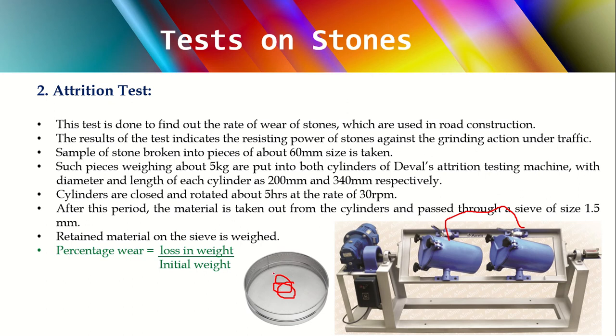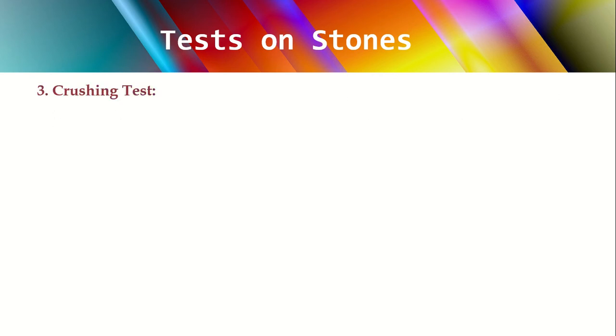Whatever is left over on the sieve, take its weight. Hence percentage wear will be equal to whatever is left over on the sieve divided by the initial weight. What was the initial weight? 5 kg, into 100. Okay, that is the percentage wearing and tearing formula, and this is the test we have to do.